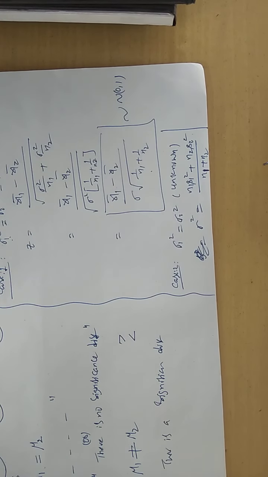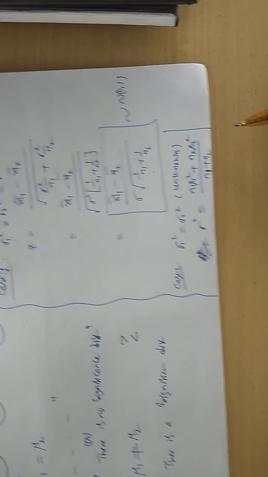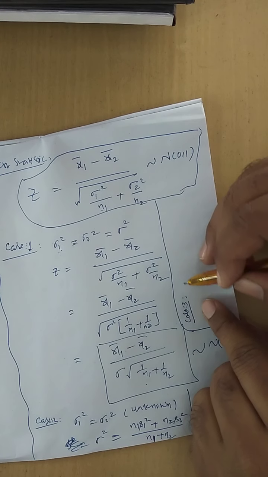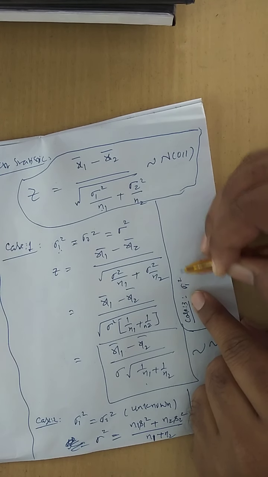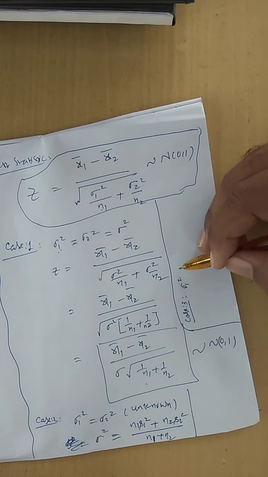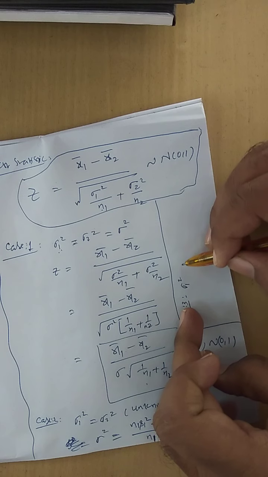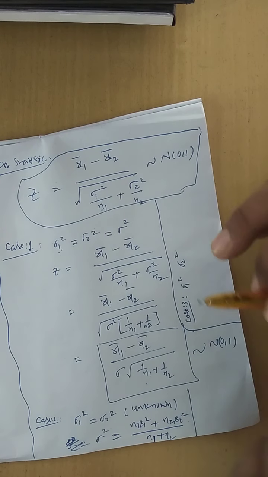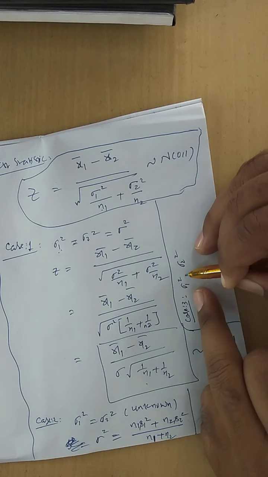Besides this, one more case is there. What is that one more case? Case 3. Sigma 1 square we don't know, and sigma 2 square also we don't know. Both the population variances will not be given. But we know one fact: both are not equal.